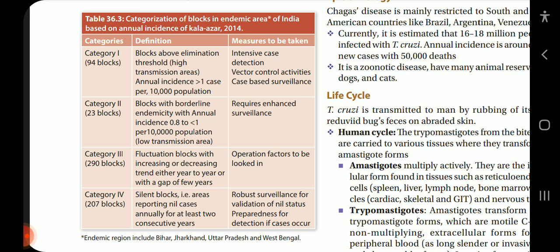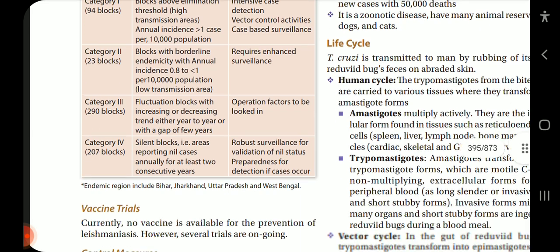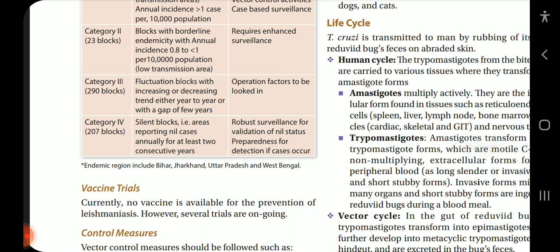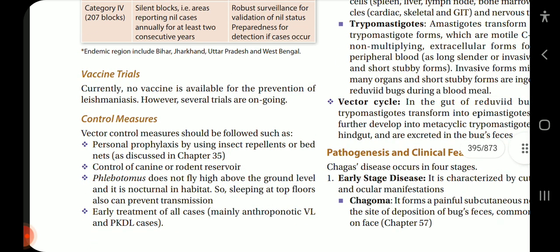Category 3, 290 fluctuating blocks with increasing or decreasing trend either year to year or with a gap of few years. Measures to be taken are the operational factors to be looked into. And category 4, 207 blocks, silent blocks, that is areas reporting nil cases annually for the last 2 consecutive years. Robust surveillance for validation of nil status is required and preparedness for the detection if cases occur.